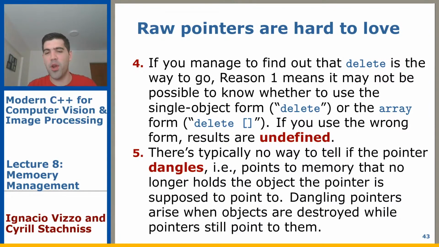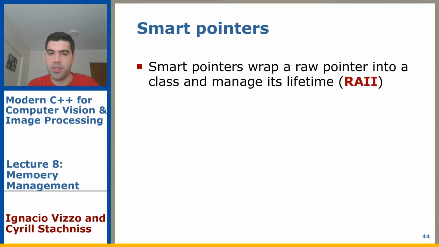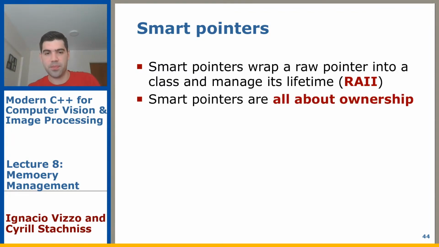And there is typically no way to tell if the pointer dangles. This means that it points to memory that no longer holds the object, as we saw with dangling pointers. Dangling pointers arise when objects are destroyed while pointers still point to them, right? So we say we are C++ programmers, we can do much better than this. Smart pointers grab a raw pointer, so there is a raw pointer underneath, of course, into a class and manage its lifetime with RAII, resource acquisition is initialization.